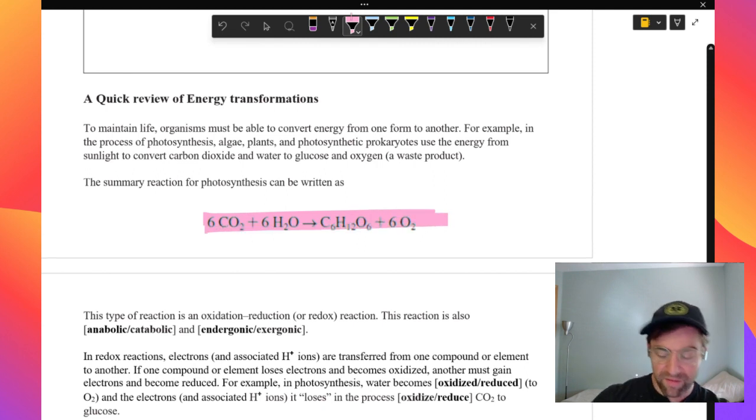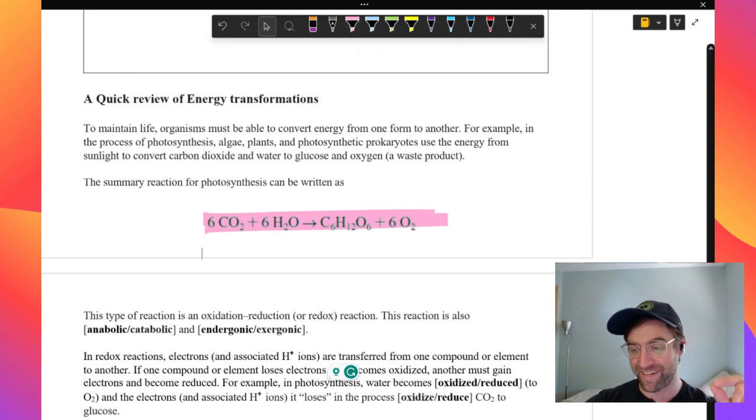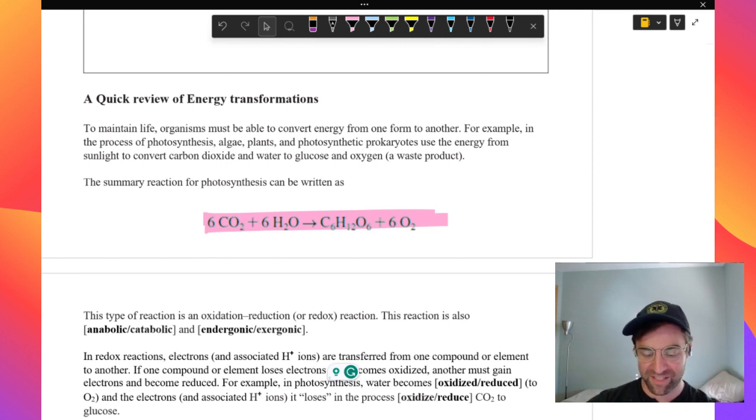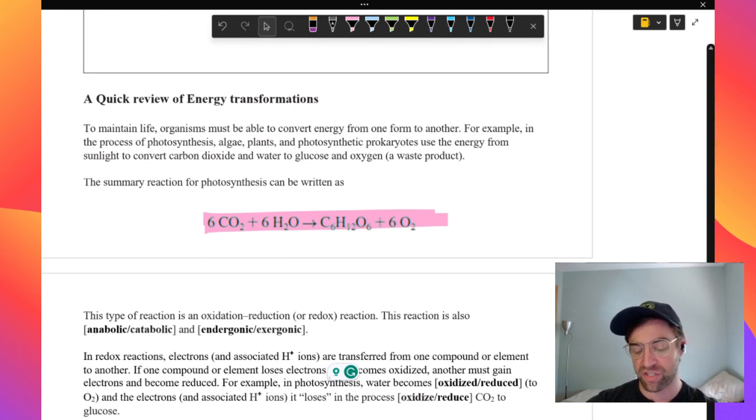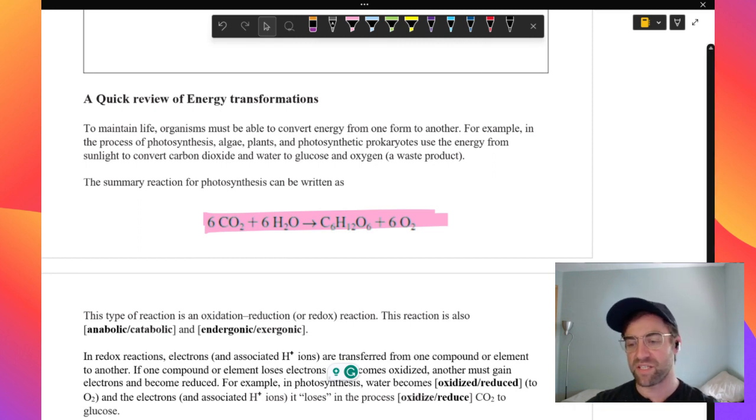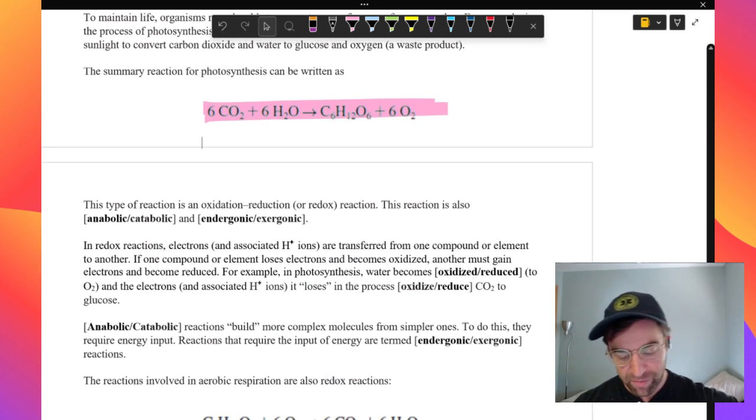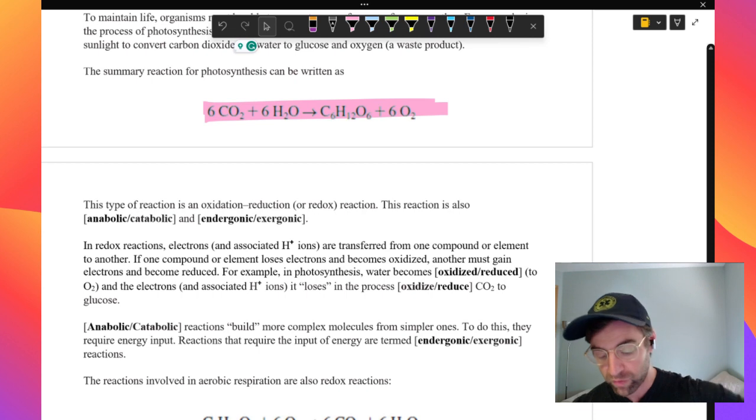This is one of those things that is going to come up over and over and over again in your biology education. If you memorize an equation, this is a good one. This is the balanced equation of 6 equivalents of CO2 plus 6 equivalents of H2O, or water, transitions to C6H12O6, which is glucose, and 6 equivalents of O2, which is molecular oxygen. This type of reaction is an oxidation reduction, or redox, reaction.